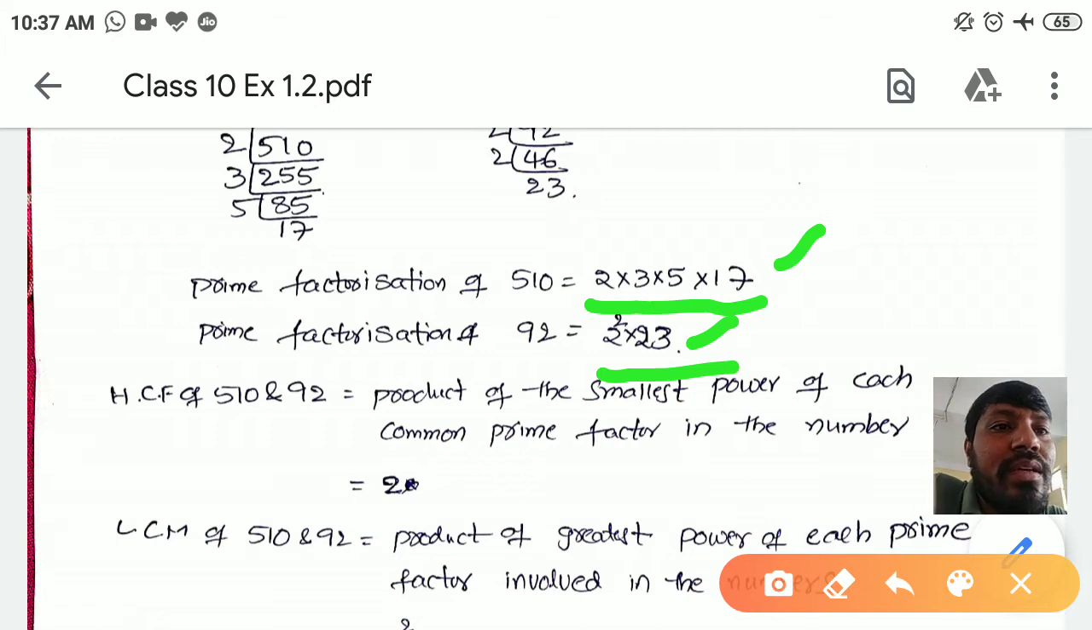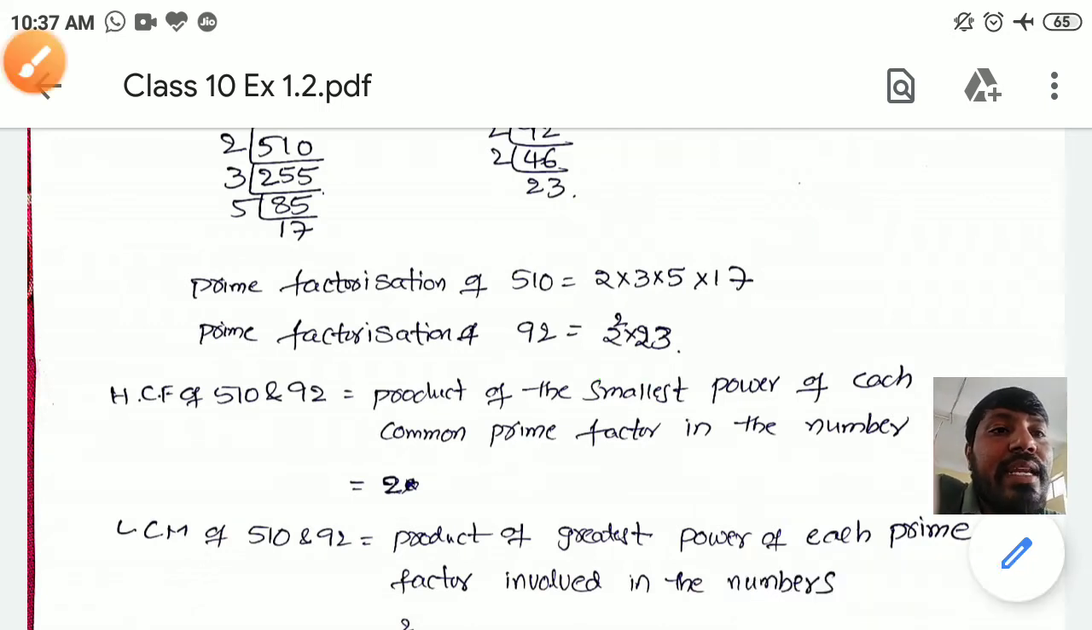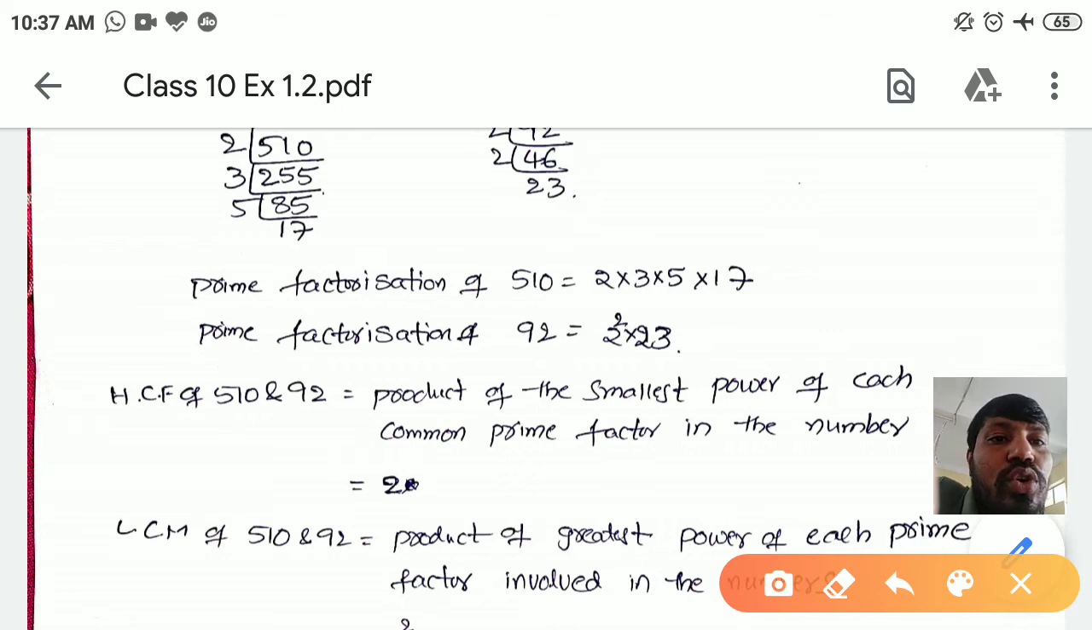2 is common. 3 is there in the first prime factorization but not in the second, 5 is there in the first but not in the second, 17 is there in the first but not in the second, and 23 is there in the second but not in the first. Common is only 2. And what is the smallest power? Here you have 2 power 1, and here you have 2 squared. So the smallest power is 2 power 1, and that should be taken into consideration. So 2 is the HCF of these two numbers.